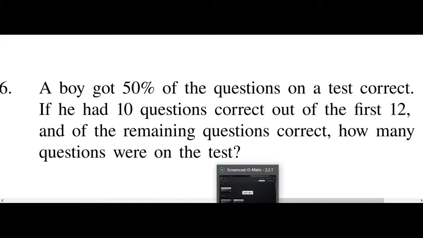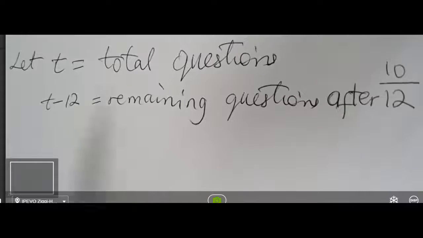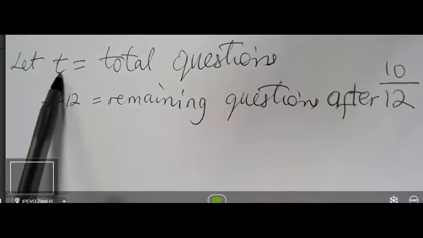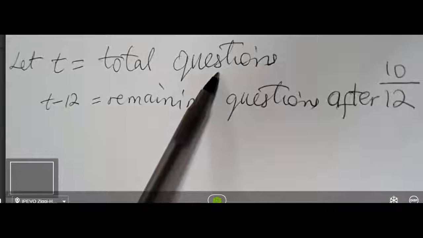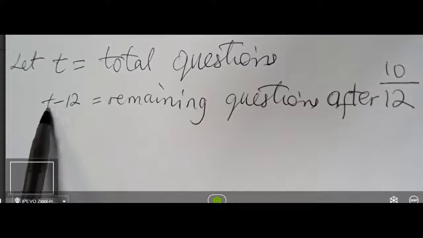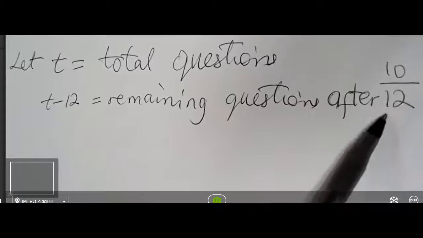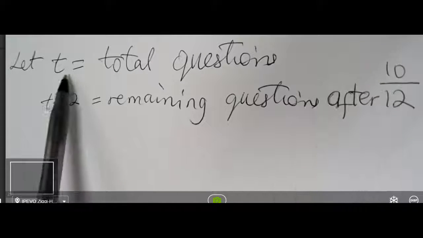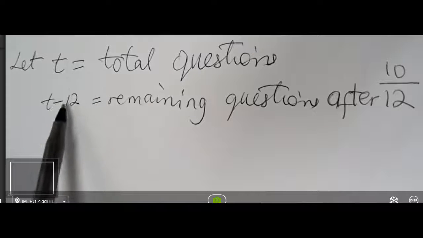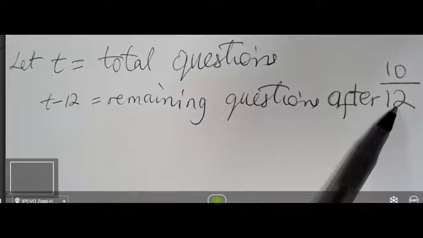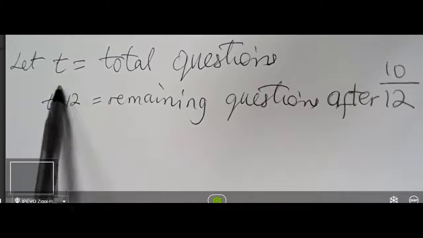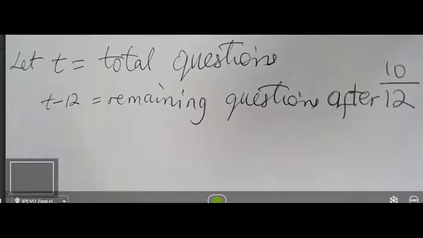All right, let's look at that algebraically. Let T represent the total number of questions. Then T minus 12 will be the remaining questions after he got 10 out of 12 correct. So 12 has been accounted for because we don't know how many questions are in the test. So if we subtract the 12 that has been accounted for, T minus 12 will be the remaining questions.